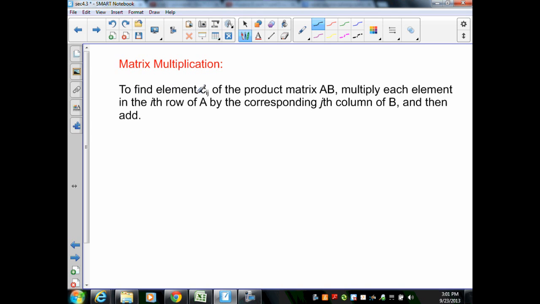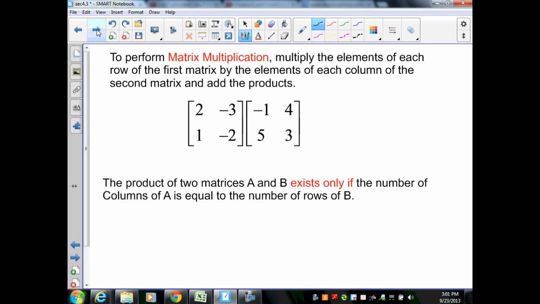To find element Cij of the product matrix A times B, two matrices multiplying together, multiply each element in the ith row of A by the corresponding jth column of B. Then we want to add that quantity together, and that will become that element. Let's take a look at an example.